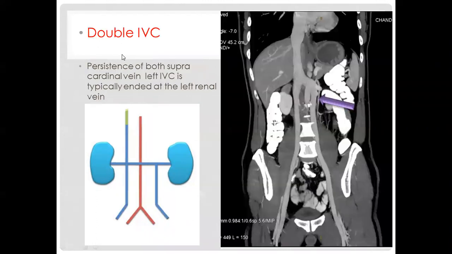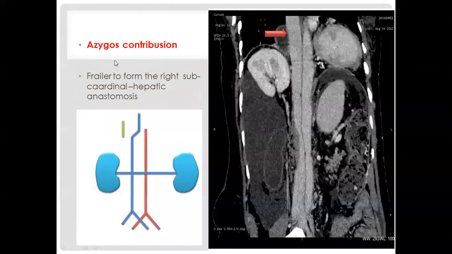The second one is double IVC. It's caused by the persistence of both supracardinal veins. Both remain below the level of the left renal vein, and then subsequently the left one goes to the right and continues as the right side IVC. The azygos continuation is a failure to form the right subcardinal and hepatic anastomosis, and the IVC then continues as the azygos vein into the thorax.